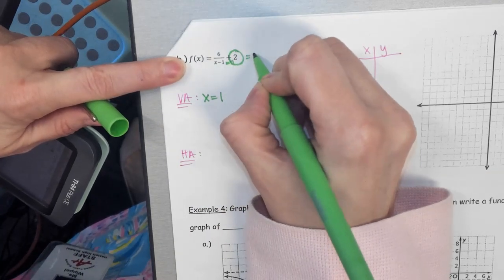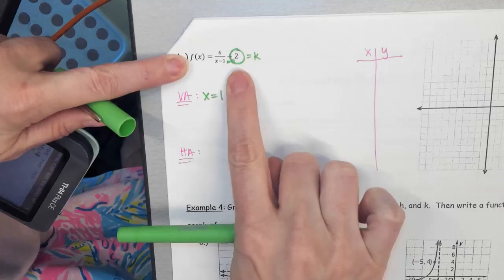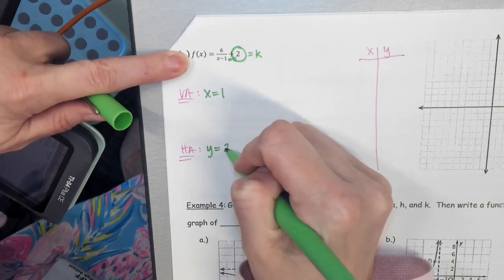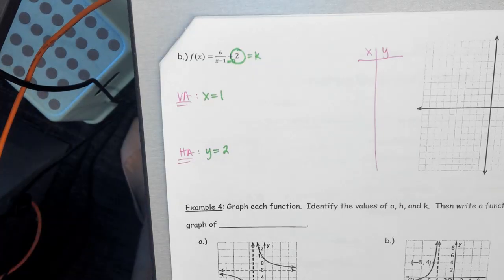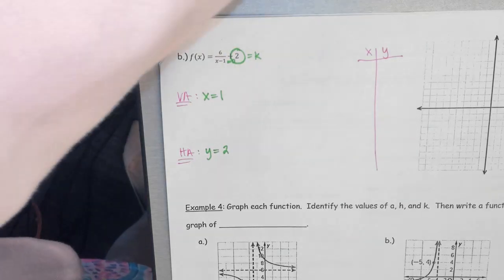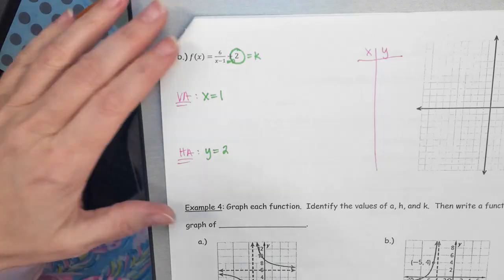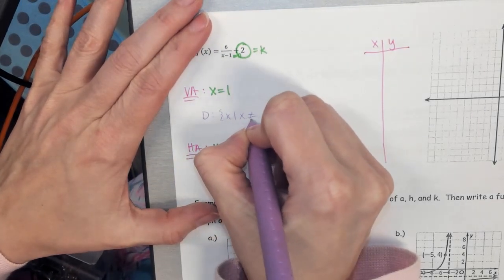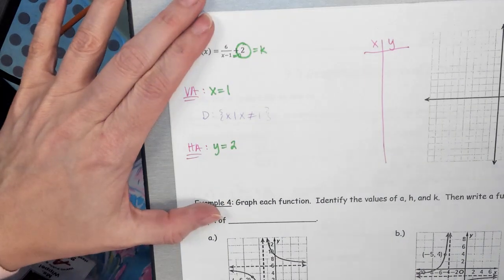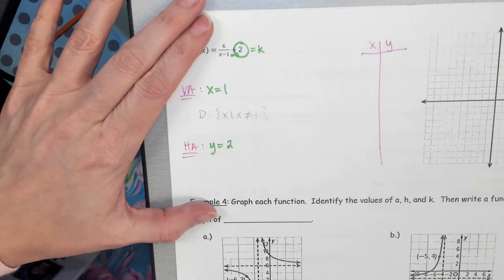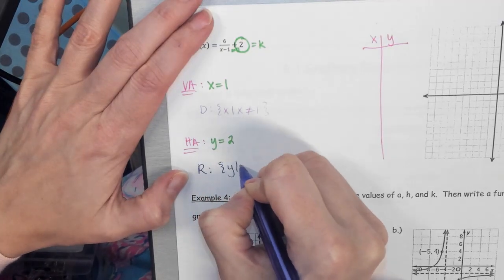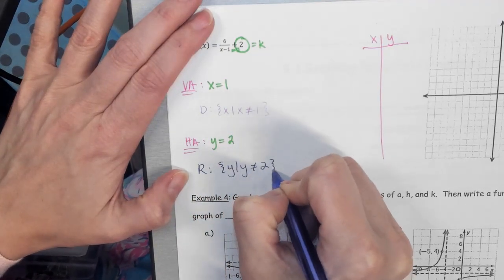The horizontal is going to be your value of k, which is always added on the outside. Okay, and your y value is just equal to k. Okay, and then your domain will be x such that x cannot be 1. And then your range will be y such that y cannot be 2.